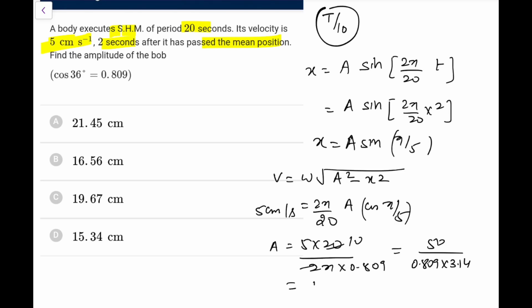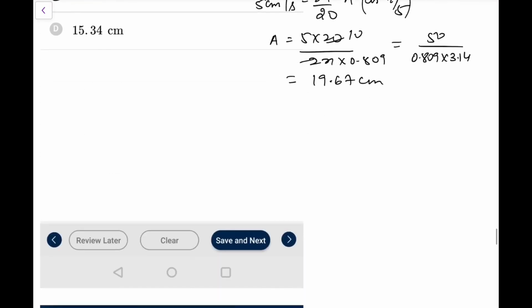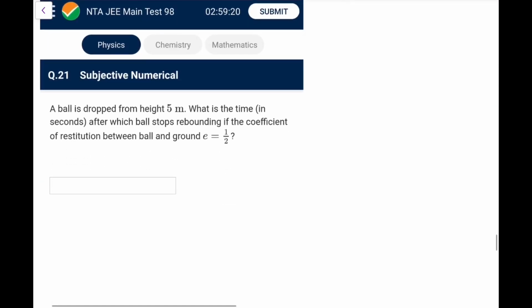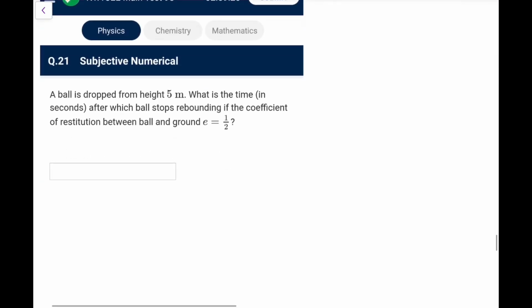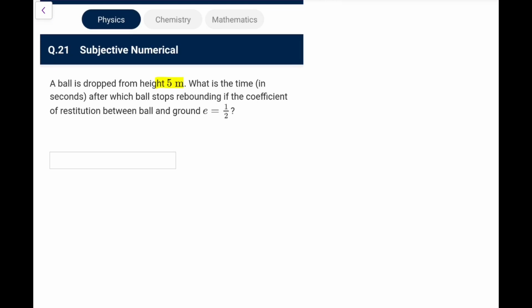I can go for, if I completely solve it, is 19.67 centimeter. Go for option A, C, let's say. Next, a ball is dropped from a height of 5 meters. What is the time after which the ball stops rebounding if the coefficient of restitution between the ball and the ground is half? You know this question, you will have to form a GP.